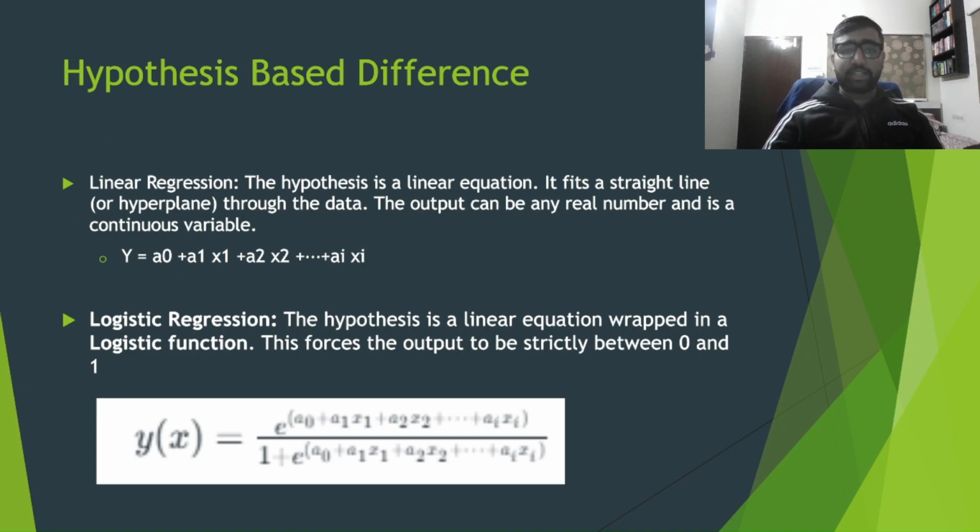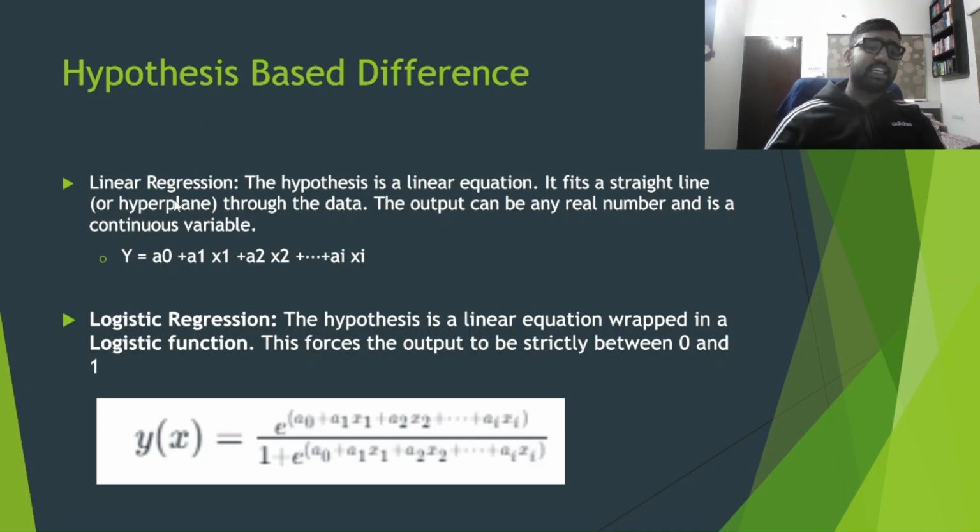The hypothesis based difference. Hypothesis in machine learning can refer to the equation which is used by a particular algorithm to find the relationship between the independent and dependent variables. In linear regression, we try to define a linear relationship between the independent and dependent variables. Therefore, the hypothesis is a linear equation here. It fits a straight line or hyperplane through the data. The output can be any real number and is a continuous variable.